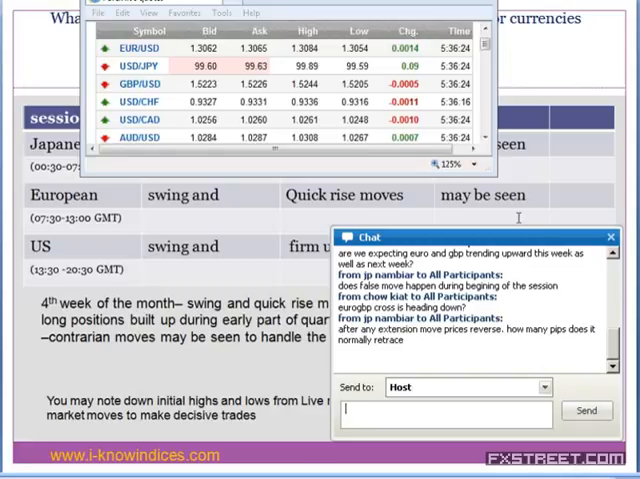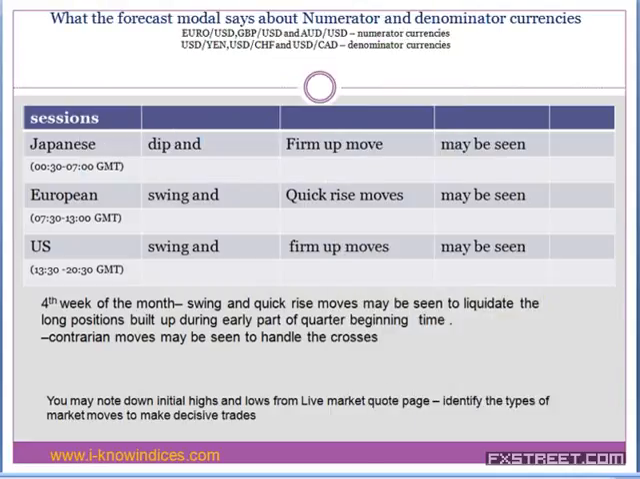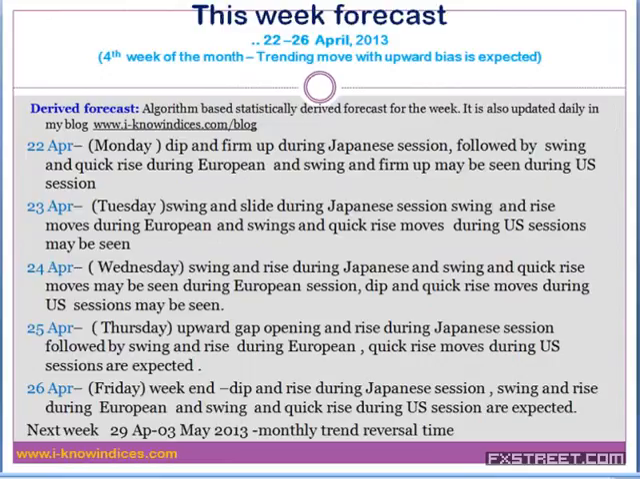Okay, no more questions asked here. So let me try to wind up the webinar. So, expected market moves for this particular week. Today, dip and firm up moves during the Japanese session, followed by swing and quick rise. European session will make a very quick rise. And then US session, swing and firm up moves. Small moves might be seen, similar to Japanese session.